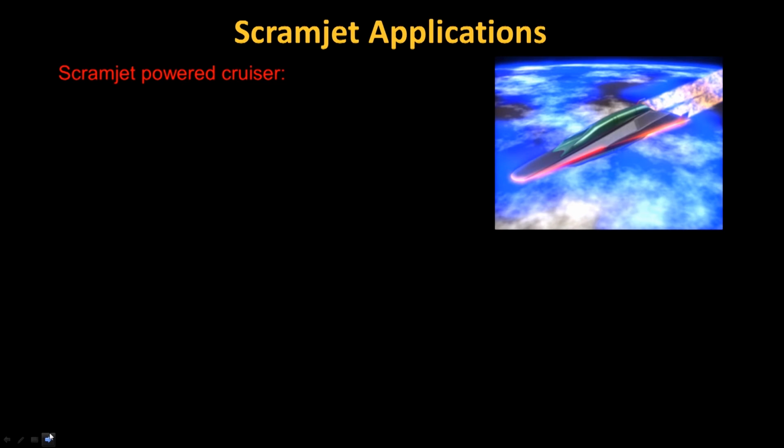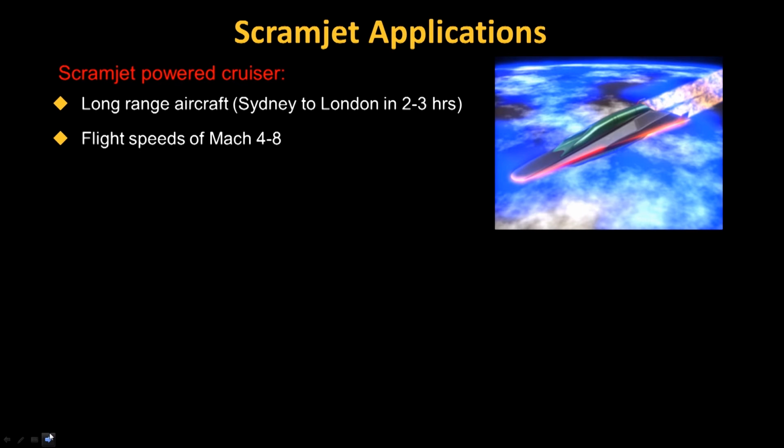So let's look into a little more detail on the applications of scramjets. The first application is for a hypersonic cruiser, an example of which is shown in the figure. By a cruiser, we mean a vehicle that is boosted to a certain speed, then spends the majority of the time at constant velocity. An example of this would be an aircraft that flies from Sydney to London in 2 to 3 hours. This type of vehicle would need to fly at speeds up to Mach 8 and also have high lift-to-drag ratio, or L/D.